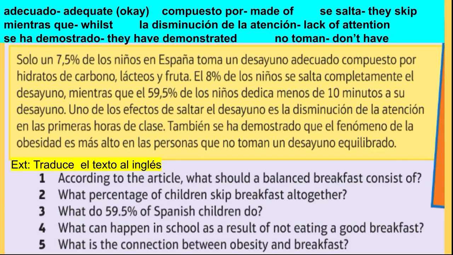What percentage of children skip breakfast altogether? "El 8% de los niños se salta." So that verb there, se salta, means skip.